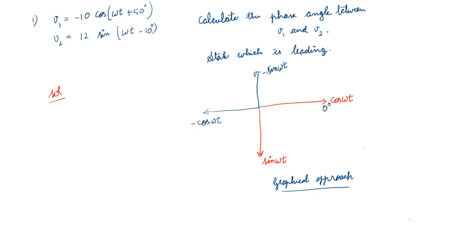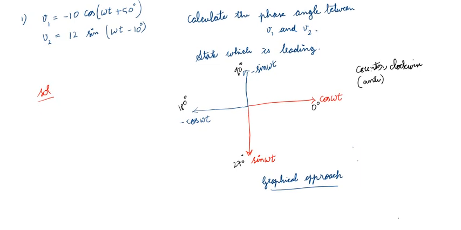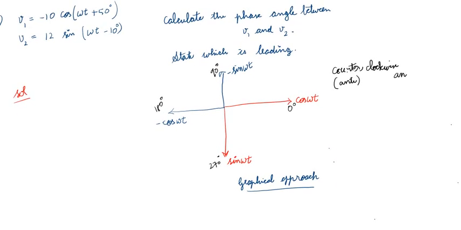This angle is 0 degrees, this is 90 degrees, this is 180, this is 270. We know that if you are going in the counterclockwise direction, the angle is positive. Counterclockwise, or anti-clockwise, you write the angle as positive. And if you are going in the clockwise direction, the angle is negative.